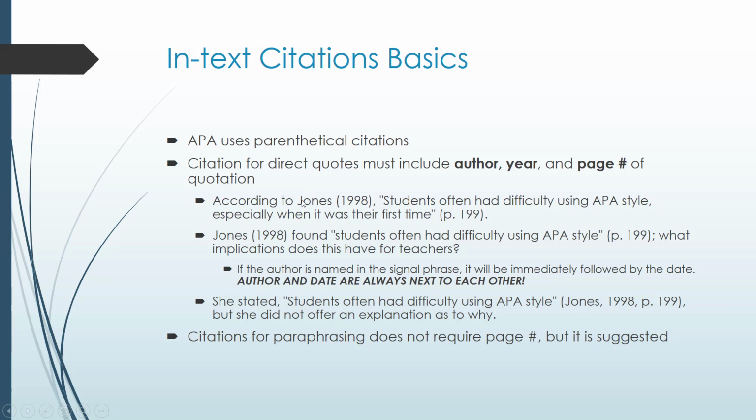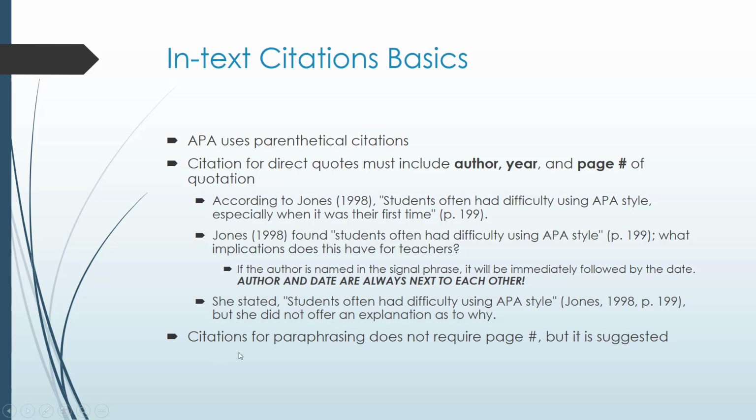This is typically how you're getting it, but lots of times you don't want to repeat the author's name over and over, so it is acceptable to use pronouns he, she, they, etc. in a research paper. And so the third example, she stated students often had difficulty using APA style. You're getting the author, date, and page number completely in one set of parentheses after the information. So citations follow the information. If you're getting the name in that signal phrase, you put the date with it. If you're using a pronoun as part of the signal phrase, you still have to put the author name in that parenthetical citation.